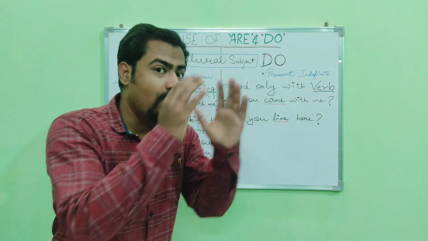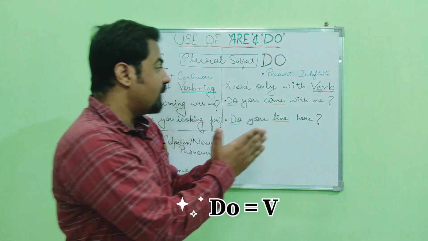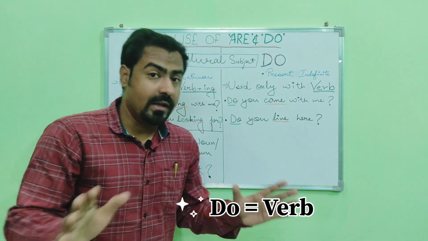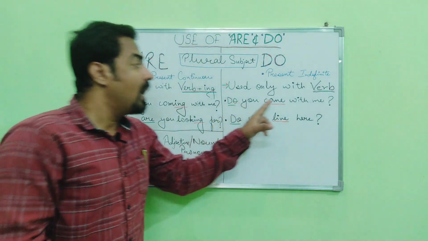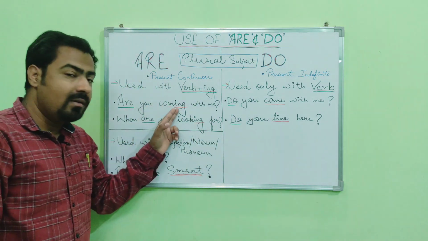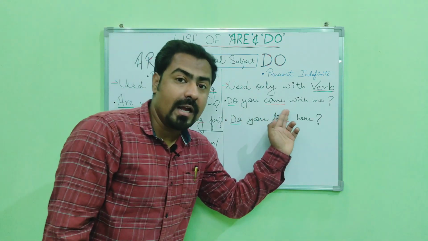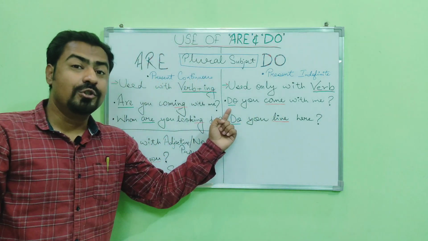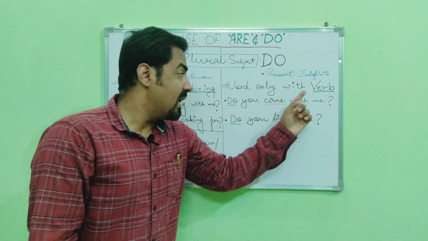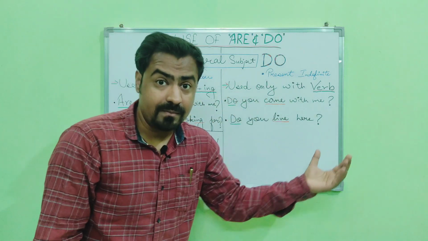Okay, done. Now let's come to "do". We will use "do" with the verb but without ing. Do you come with me? Are you seeing? Here we were saying, are you coming? When ing came, we used "are". But when we are not using ing, then we are using "do". So we have to remember that without ing, if we have a verb, then we have to use "do". Do you come with me?